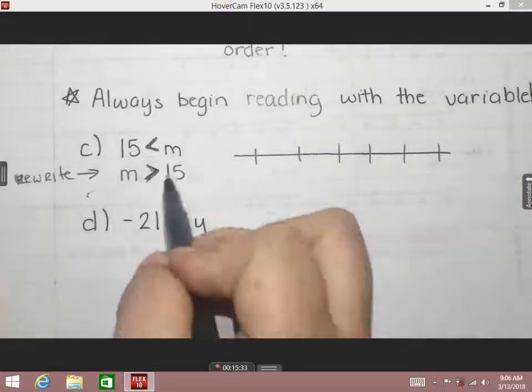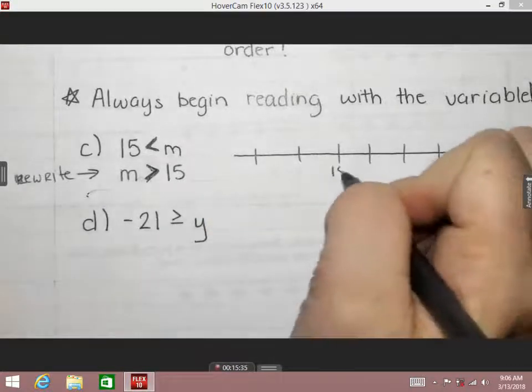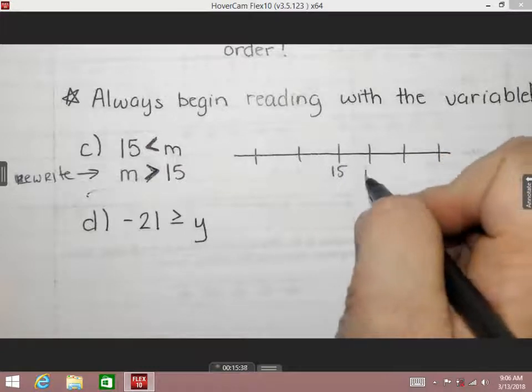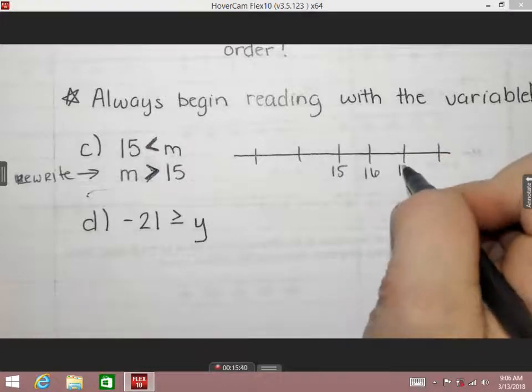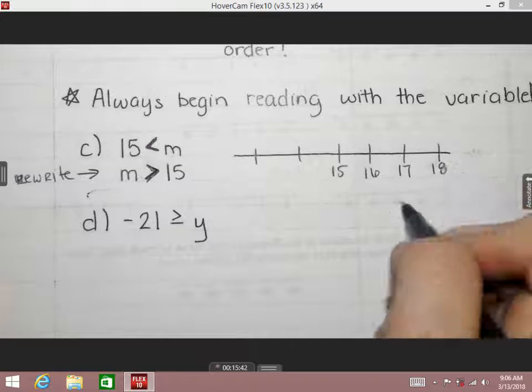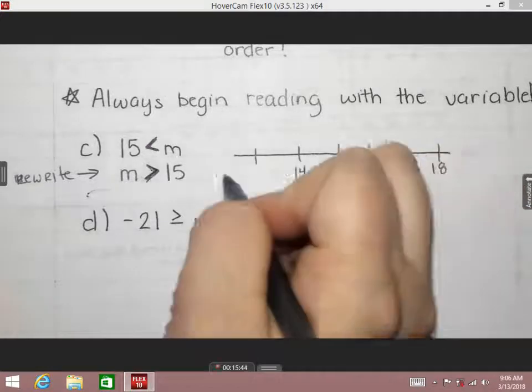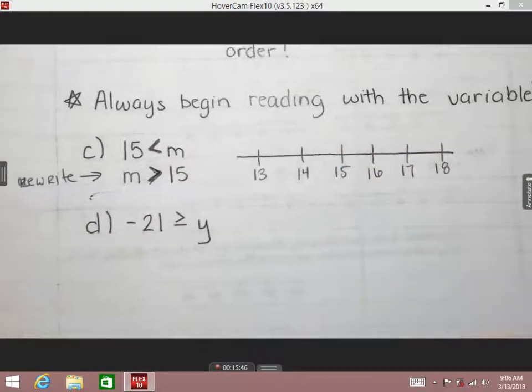15, because that's what we're talking about. So 15. All right, after 15, 16, then 17, 18, before 15, 14, and 13. If you have more numbers on your number line, that's okay. As long as you have 5 or more, we are good.